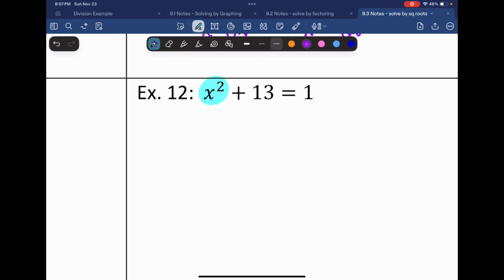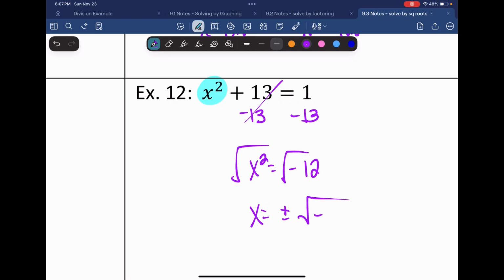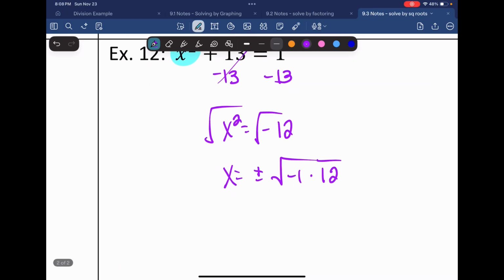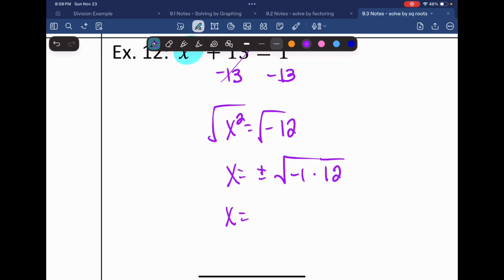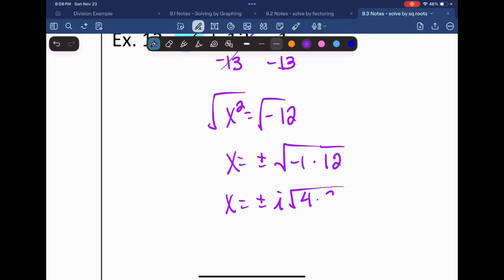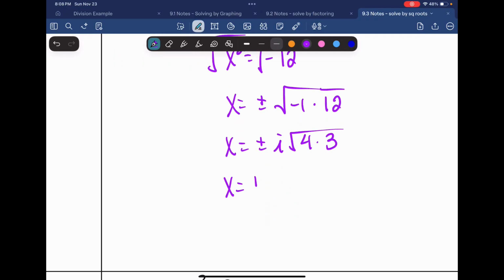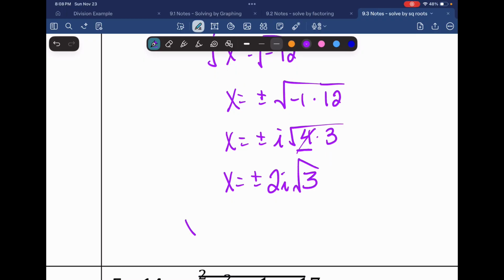There's my square. Subtract your 13. Square root. Break this up into negative 1 and 12. Okay, 12 does have a perfect square. It's 4. I'm going to go ahead and take the i out and then break that 12 up into 4 and 3. Square root of 4 is 2, and that's going to go in front of your i. And then the 3 stays underneath. So my two possible solutions are 2i root 3 and negative 2i root 3.